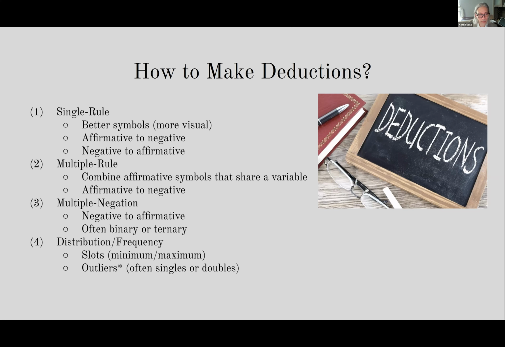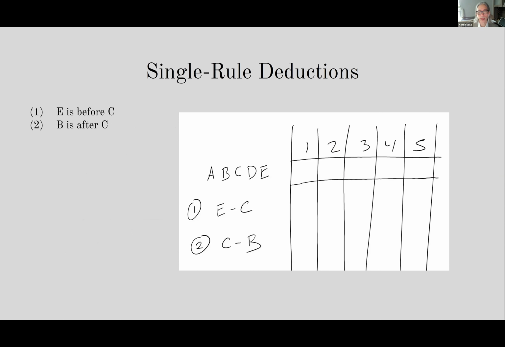So the slots and outliers distributions, I can do another presentation on that next week if you guys want more information about that. But what I'd like to do is just show you a really simple example of each of these types of deductions. So let's suppose we're dealing with a really simple logic game. This one involves a 5-order sequence, variables A, B, C, D, and E, and we have 3 rules. I'm showing you 2 of them so far. E is before C, B is after C.